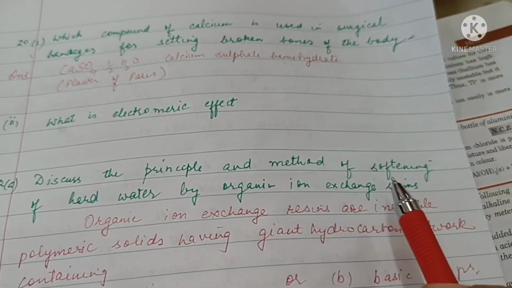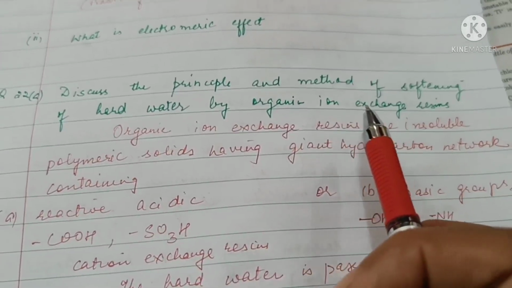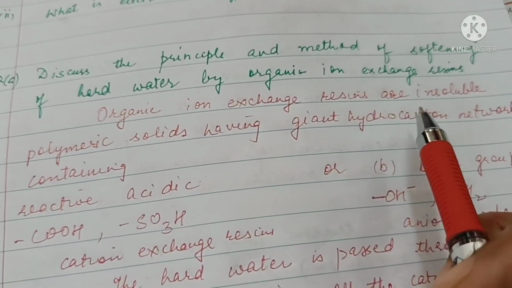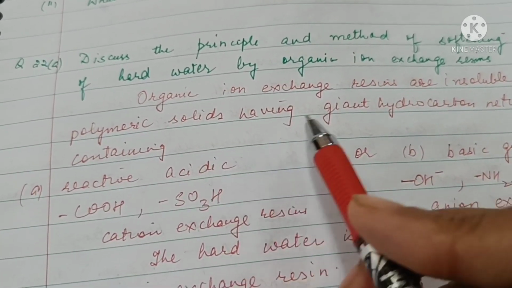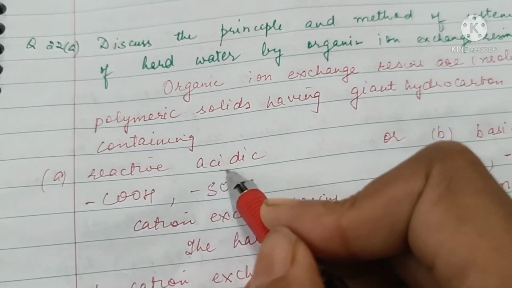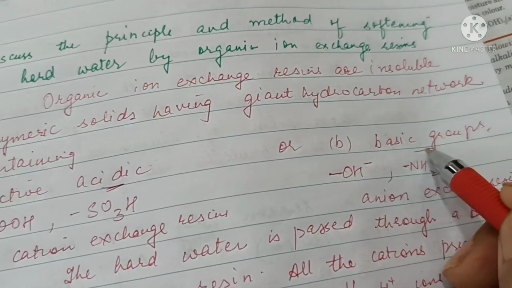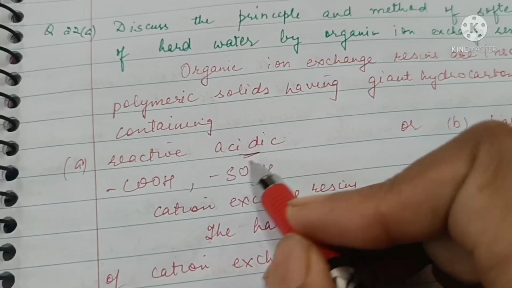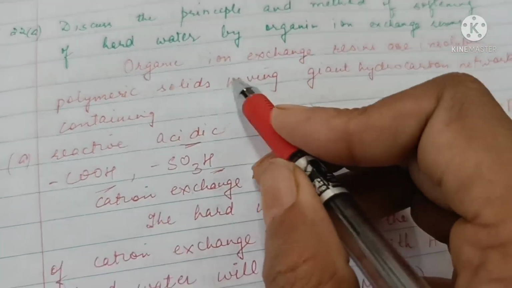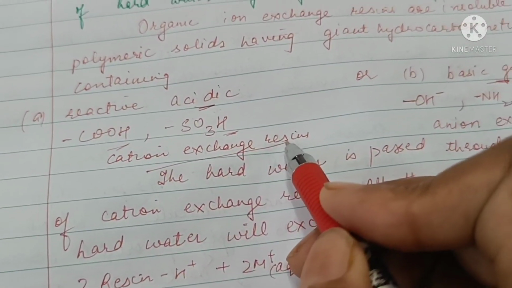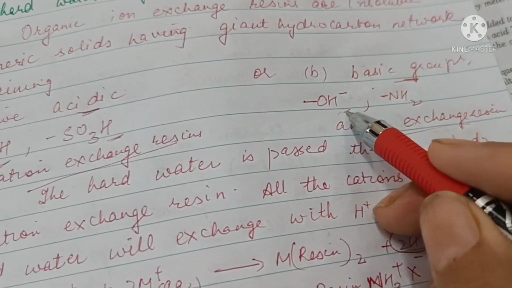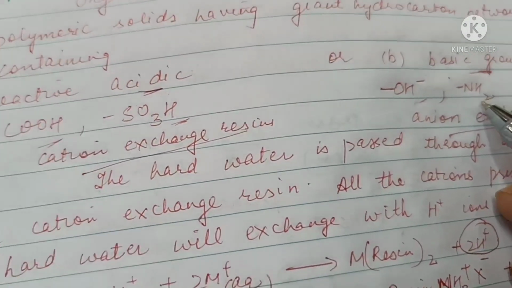Discuss the principle and method of softening of hard water by organic ion exchange resin. Organic ion exchange resins are insoluble polymeric solids having a joined hydrocarbon network containing a reactive acidic or basic group. When the group is acidic, it can be carboxylic or sulfonic acid group, and the organic ion exchanger is called cation exchange resin. And when it's basic, it's called anion exchange resin, the group being OH negative or NH2.